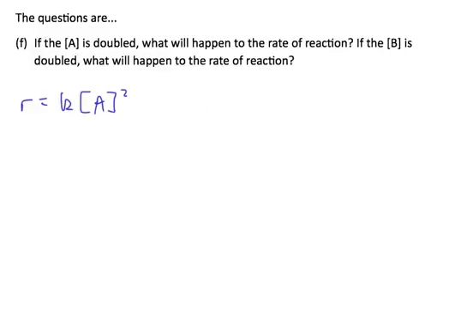Last question. If A is doubled, what will happen to the rate of reaction? If B is doubled, what will happen to the rate of reaction? We already sort of know this. If we double the concentration of A, so we increase that by a factor of 2, that's 2 squared. So if we double the concentration of A, the rate will increase fourfold, or increase by a factor of 4.